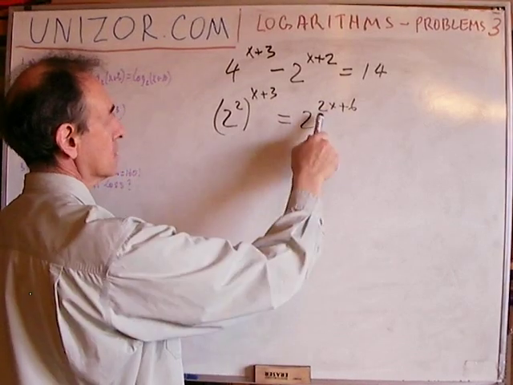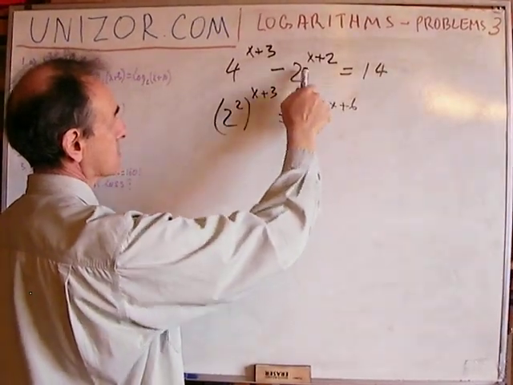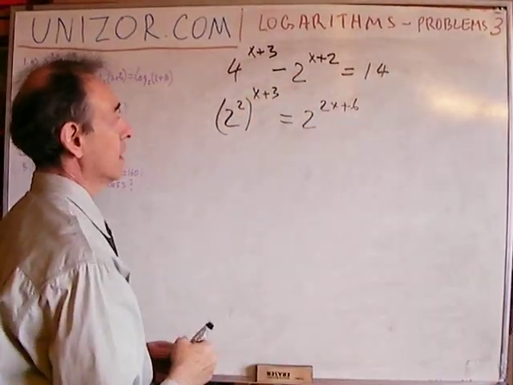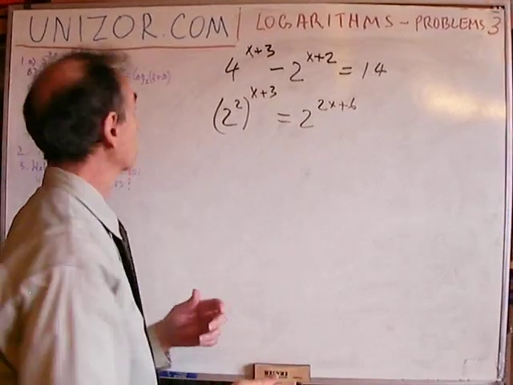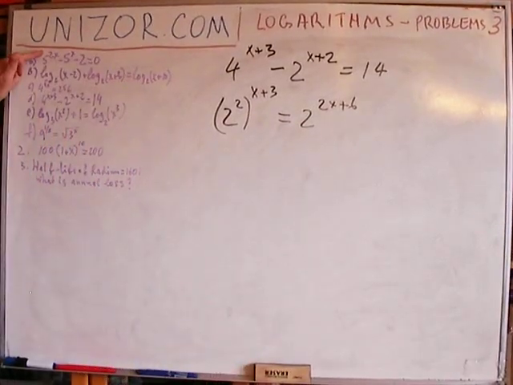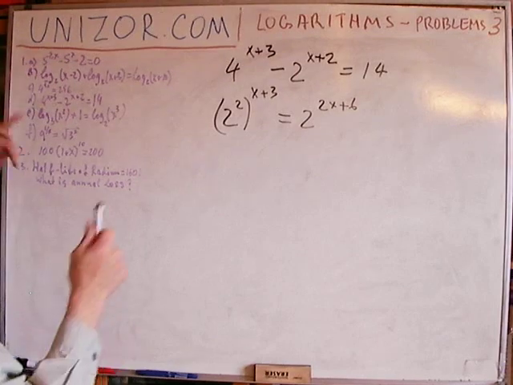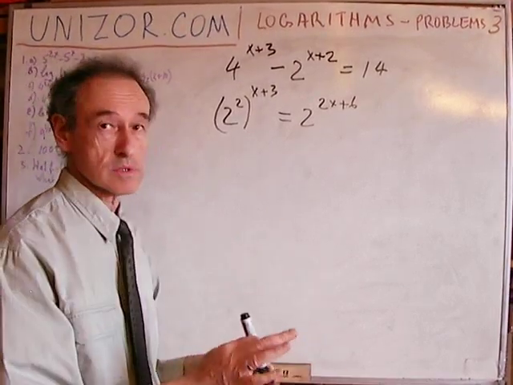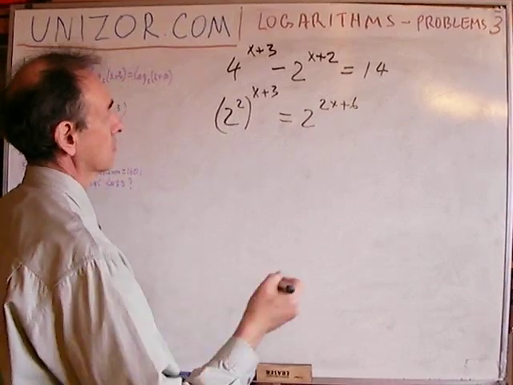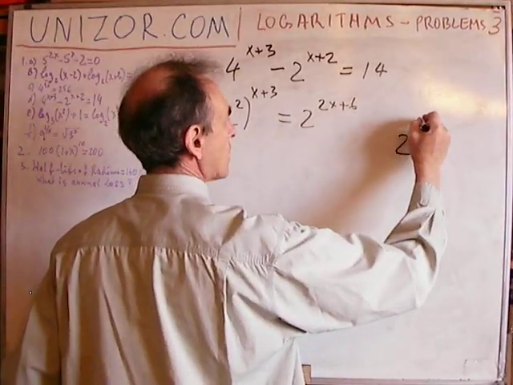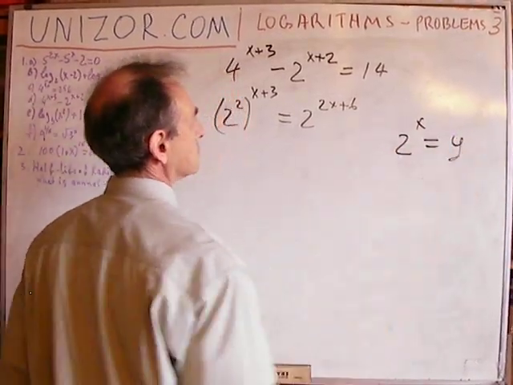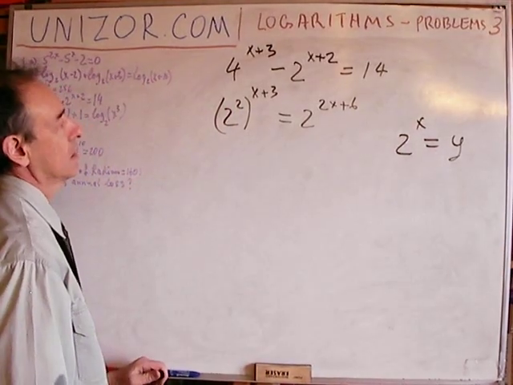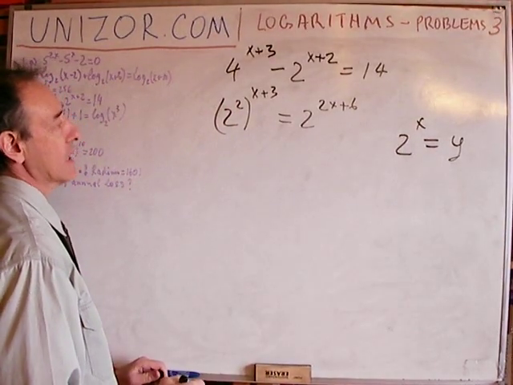Now, this has 2x plus 6. This has x plus 2. So again, it's not exactly like our first equation, 5 to the power 2x and 5 to the x, when we can substitute 5 to the x as y squared. But close. And here's what we can do. We will still do this substitution. And what it means now.